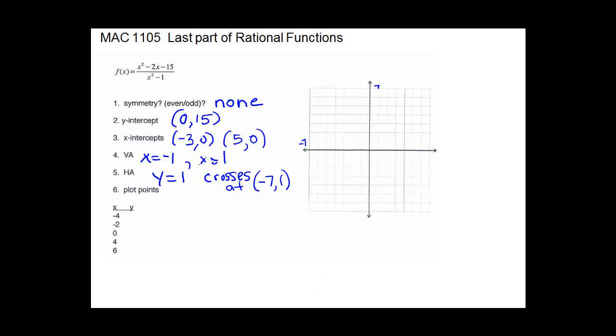Next, we'll put what we know on our graph. And so for our y-intercept 0, 15, this is 7. So 15 is going to be way up here. -3, 0, 5, 0.